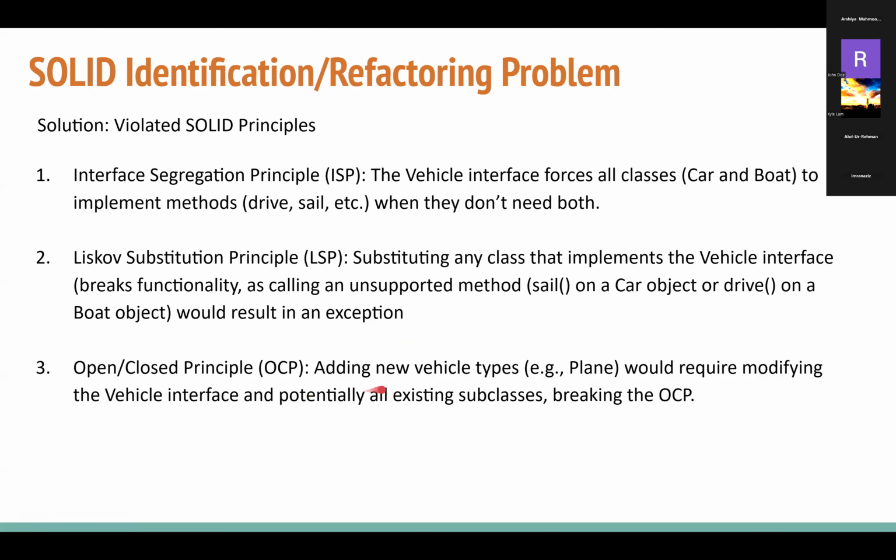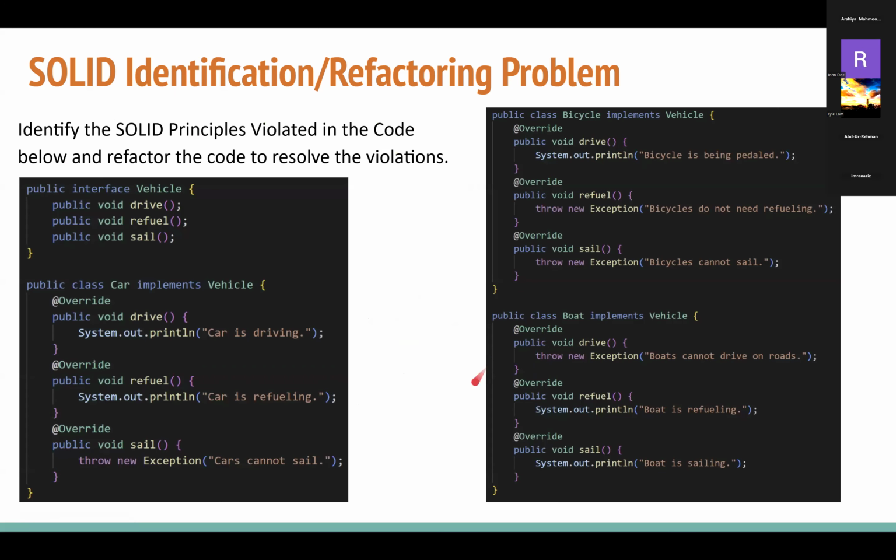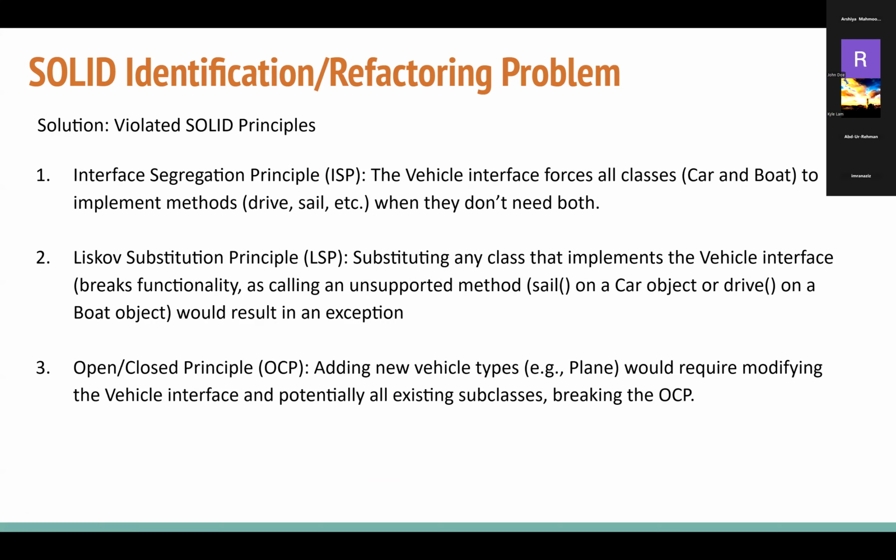And then the last one was OCP, because if you wanted to add a new vehicle type, say Plane, you would have to edit the Vehicle interface, add a fly function, and then you probably have to edit the Car class, Bicycle class, and Boat class to throw exceptions for the fly function that you add. So that's basically why OCP is violated here. So, any questions on that?